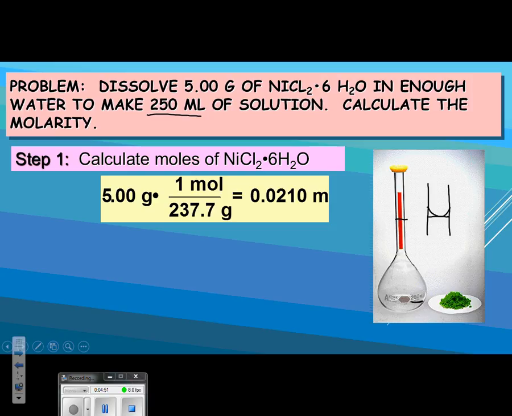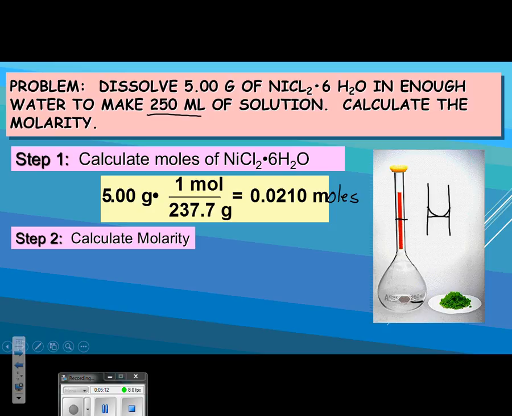So I'm going to take a nickel, 2 chlorines, 12 hydrogens, and 6 oxygens, add it up and get this mass. Take the 5 divided by that mass, and I've got moles. Okay, and we'll decide when to finish writing what I just wrote in just a second. There we go. Okay, the second step is to calculate the molarity.